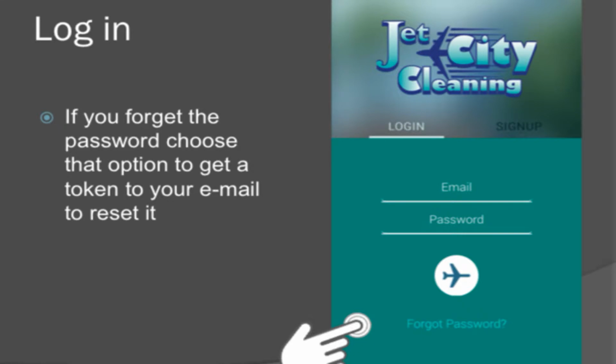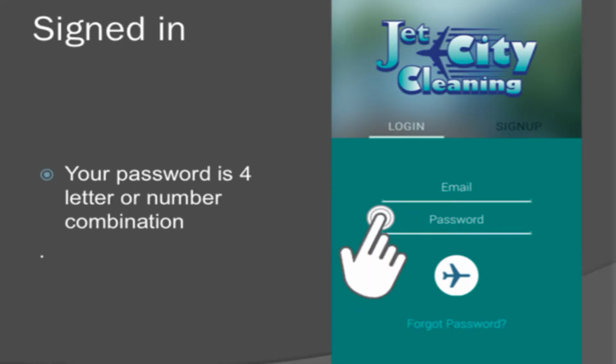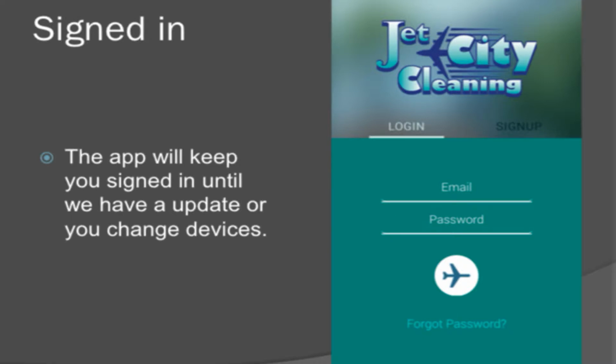Later on, if you forget your password, you can choose that option from this screen and we'll email you a token for you to reset it. Your 4-digit password can be any combination of 4 letters or numbers. Once signed in, you'll stay signed in until we have an update or you change devices.